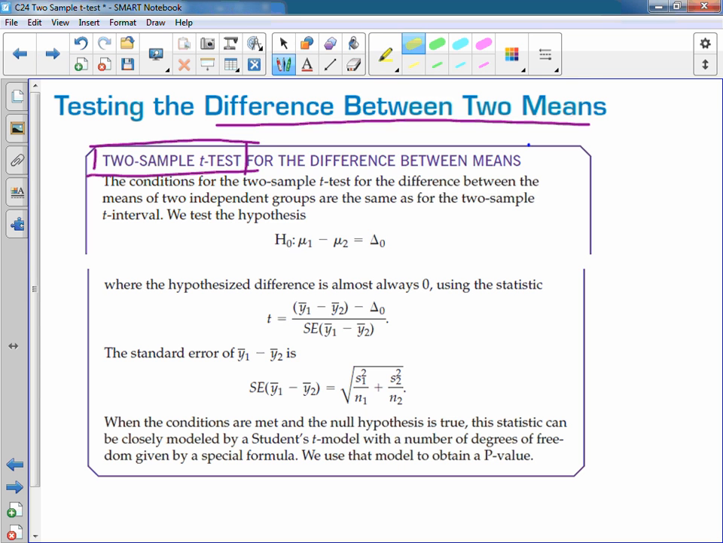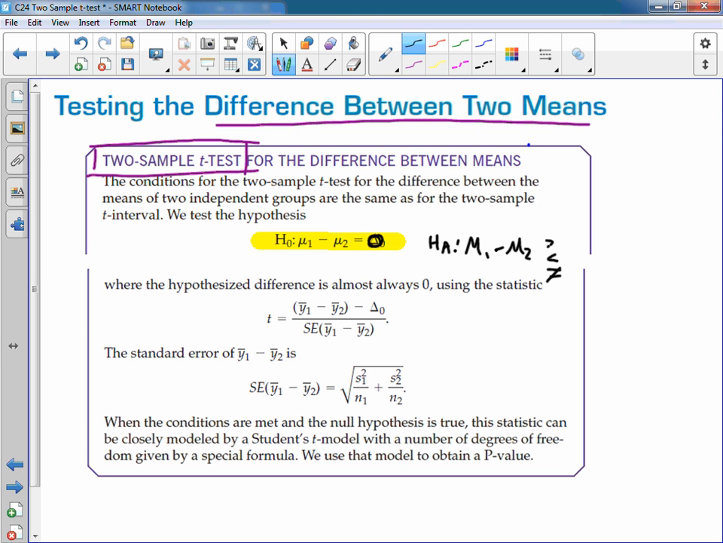And so just like when we did proportions, our null hypothesis is that the difference is equal to, here it says delta naught, but what do we normally assume the difference is? We generally assume there's no difference and make that 0. So you have mu1 minus mu2 equals 0. Again, don't use x bar or y bar for mean because we don't use sample statistics in our hypotheses. And so then your alternative will just be that mu1 minus mu2 is greater than, less than, or not equal to, somewhere in there. Okay?